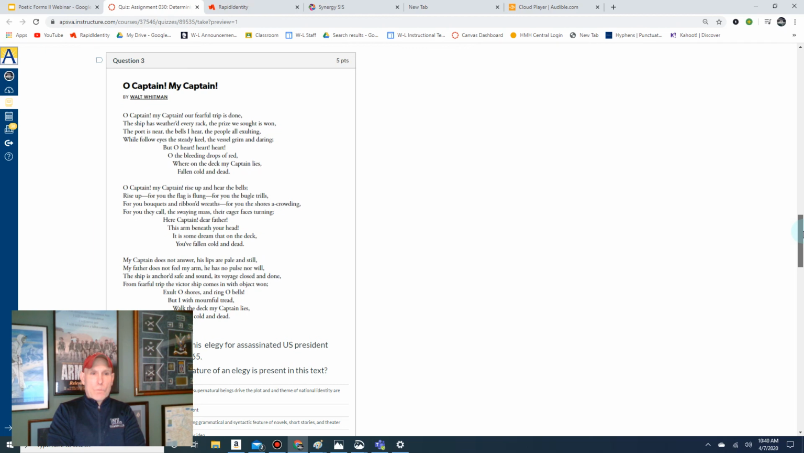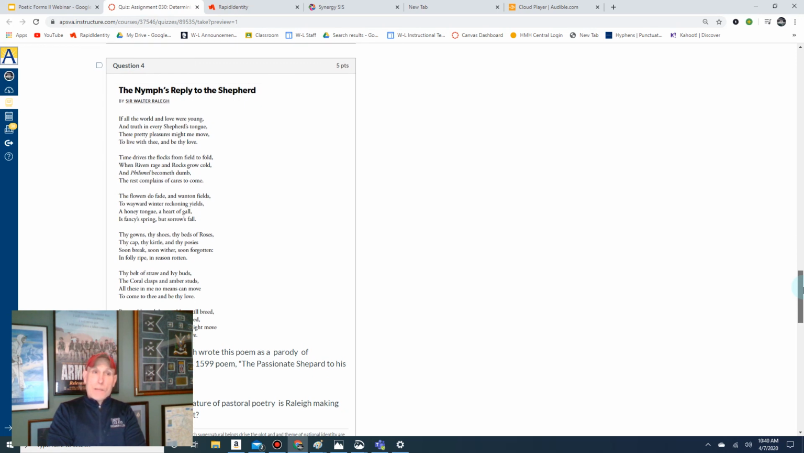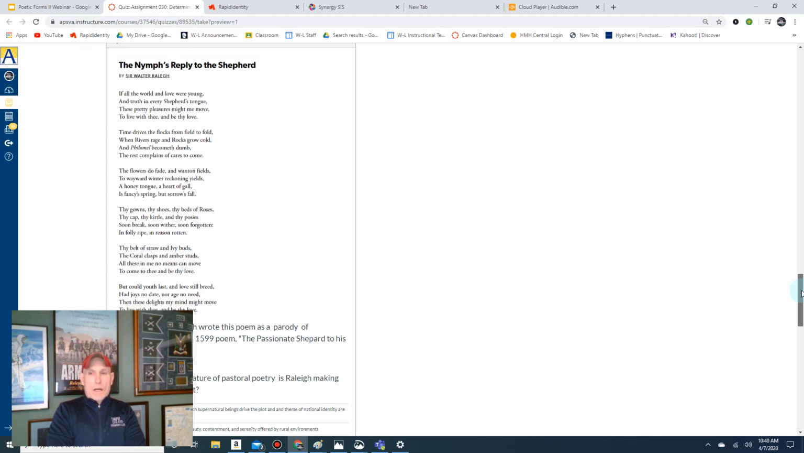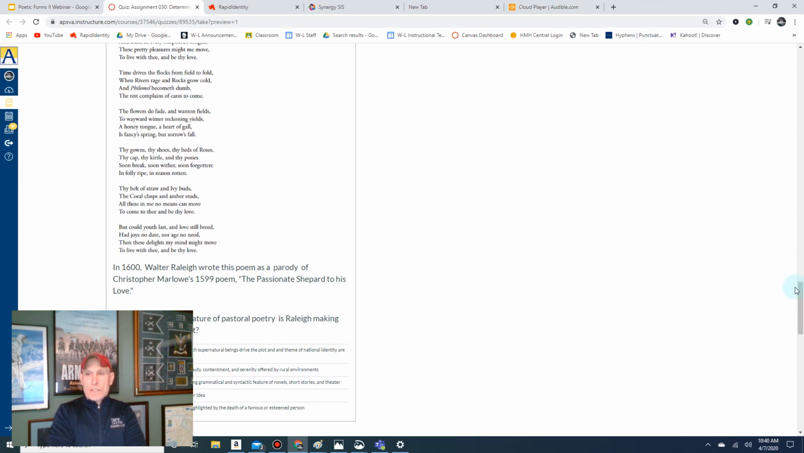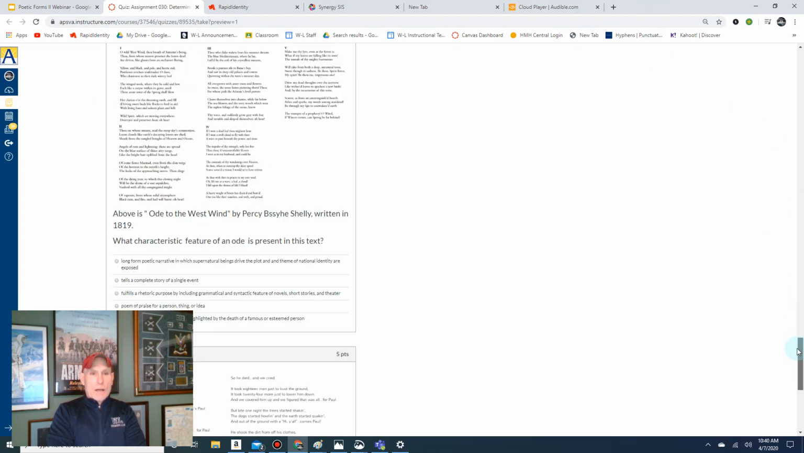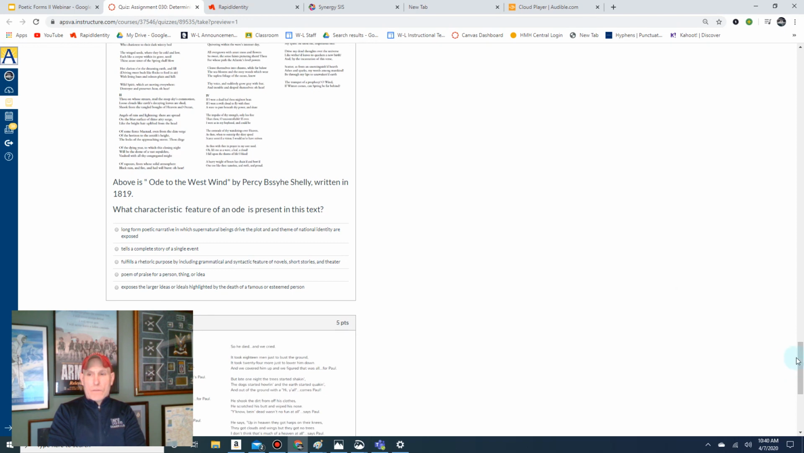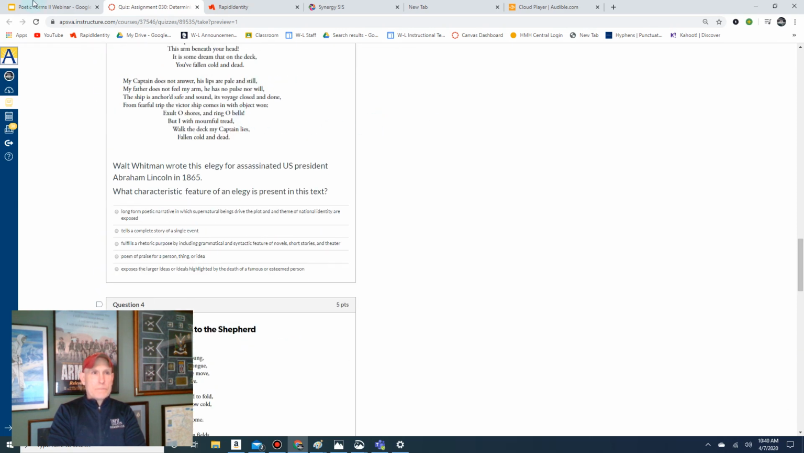Here's "O Captain, My Captain" from Walt Whitman. You pick the feature that's most evident. The Nymph's Reply to the Shepherd, which is Sir Walter Raleigh's 1600 parody of Christopher Marlowe's pastoral that we looked at. Pick the feature of the pastoral that appears. Here is an ode by Shelley. What is the most prevalent feature of the ode? And then finally, here is Shel Silverstein's Paul Bunyan, and it's a narrative poem, and what feature does it have? It's a multiple choice assessment, and you'll get full credit for attempting each question.